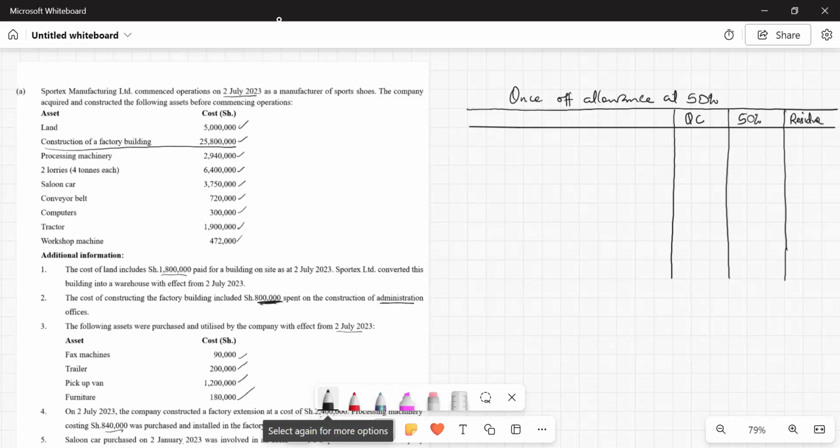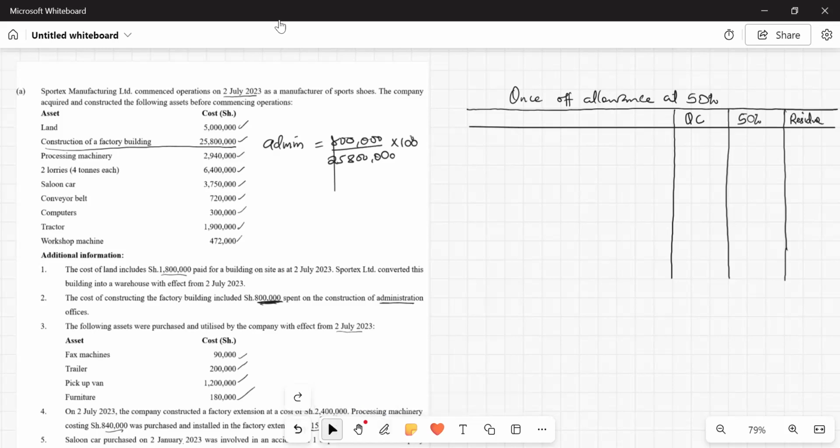So for example, in this case, the administration offices is equal to 800,000. So we need to check by dividing it by 25,800,000 to determine the percentage. What will be the percentage? Multiply by 100. It is equal to 3.1%. Yes, if it is 3.1%, that is not substantial, not significant. So we don't remove it from the building. We leave it to qualify with the building.